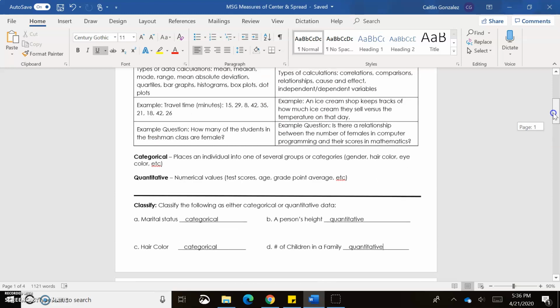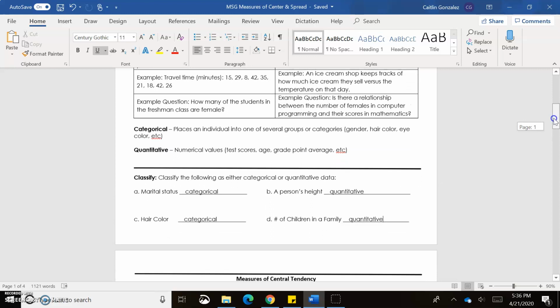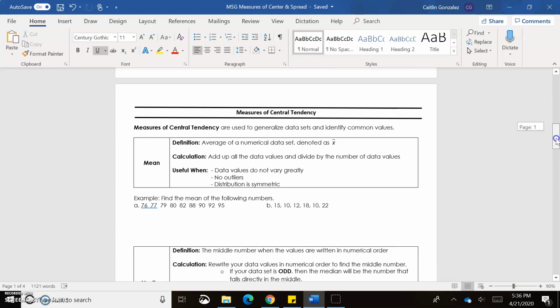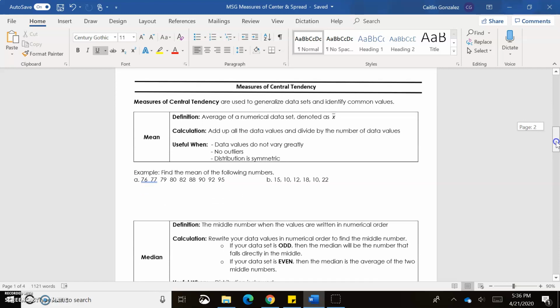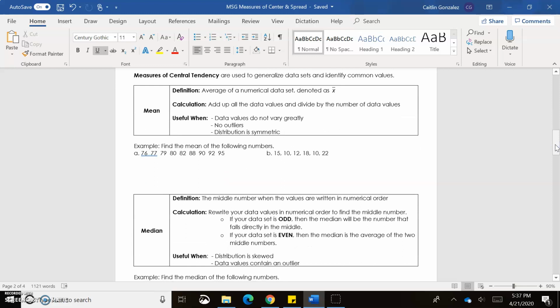All right, now that we've talked about the different classifications of data, let's look at measures of central tendency. These are going to be familiar to you. We talked about these in 6th grade and in 7th grade. There's a couple things I want to point out, but for the most part, I think you guys already know this pretty well. So measures of central tendency are used to generalize data sets and identify common values.